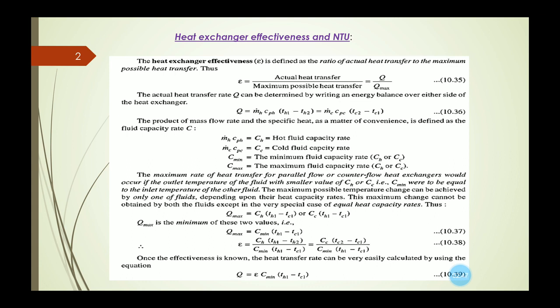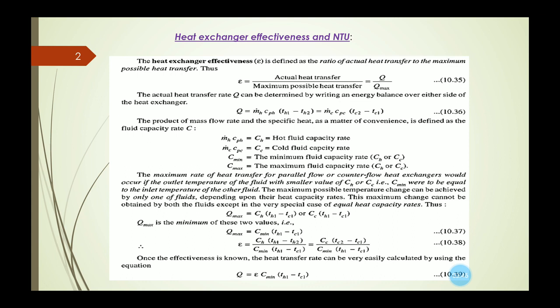So the maximum rate of heat transfer for parallel flow or counter flow heat exchangers would occur if the outlet temperature of the fluid with the smaller value of Ch or Cc, that means the C minimum, were to be equal to the inlet temperature of the other fluid. Now the maximum possible temperature change can be achieved by only one of the fluids depending upon their heat capacity rates. That means the maximum change cannot be obtained by both the fluids except in the very special case of equal heat capacity rates. So in that case, Q max equals Ch times Th1 minus Tc1 or Cc times Th1 minus Tc1. So Q max is the minimum of these two values. It is Q max equals C min multiplied by Th1 minus Tc1.